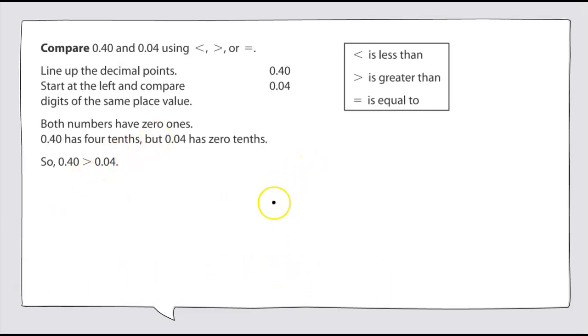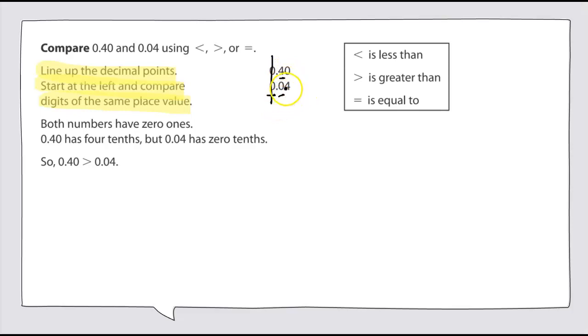So here we're talking about comparing decimals. The easiest way to do this, and it's got the directions up here, we're going to line up the decimal points, and we're going to start at the left, and compare the digits of the same place value. You can see here their example is 4/10 and 4/100. They've lined the decimal up. They see that the 0s match. They're the same, so I don't have to pay attention to those. But then when they get to the tenths, they've got a 4 and they've got a 0.